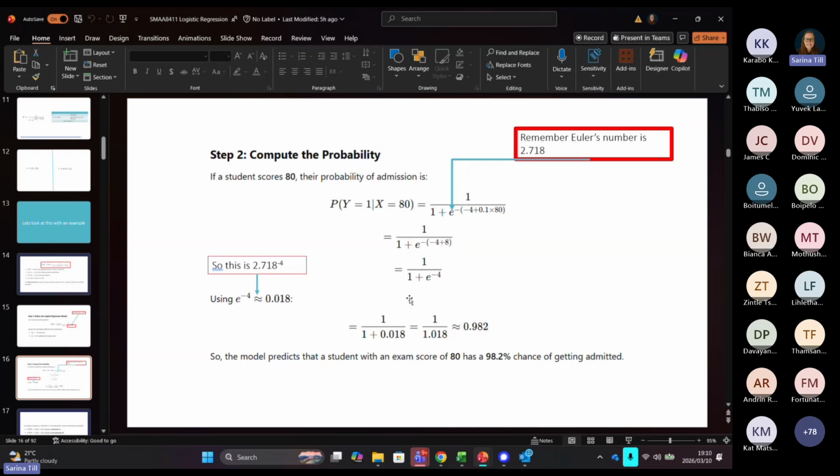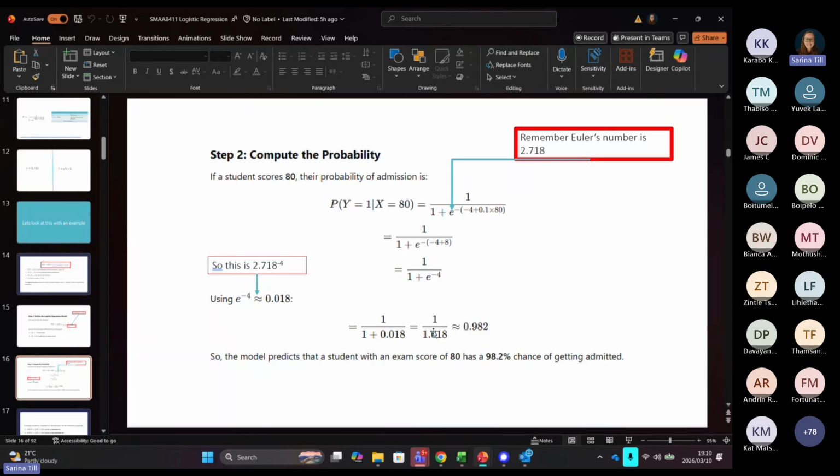Then it's just going to say, okay, so what is this? It is all worked out. Euler's number to the power of minus 4 is going to give us 0.018. Let's finish the formula. So we have to get 1 divided by 1 plus the outcome of this. The outcome of this is 0.018.